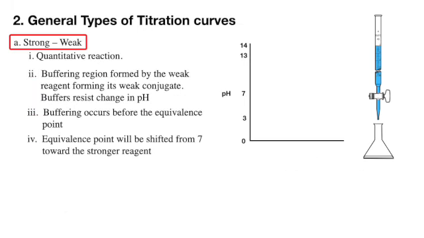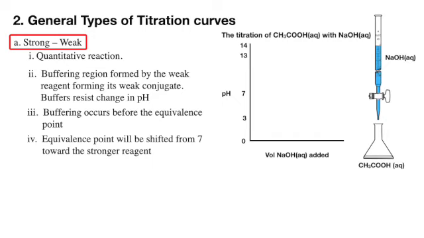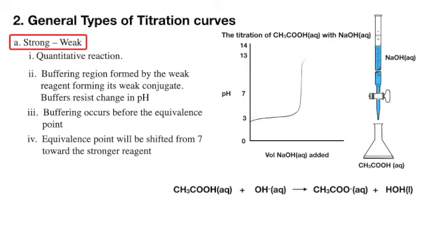Okay, let's do a strong-weak combination. So let's say we're titrating acetic acid with sodium hydroxide. The substance being titrated is in the flask. Sodium hydroxide's up there. Now I'm going to add sodium hydroxide to this weak acid. So CH3COOH is reacting with each hydroxide drop that falls into the flask. Now the graph looks basically the same, except you're starting higher. You're starting at 3 or around there.